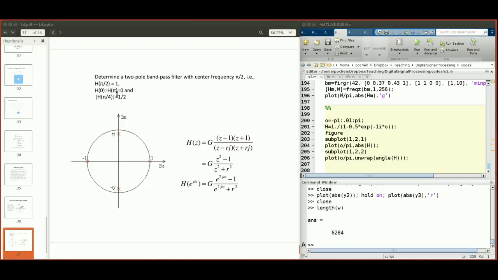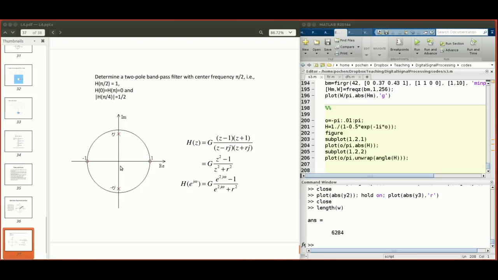And then let's look at the second requirement. The amplitude at 0 and pi has to equal 0, right? Which means 0 and pi is actually a root of the numerator. It's a 0 of the transfer function. It's a root of the numerator.